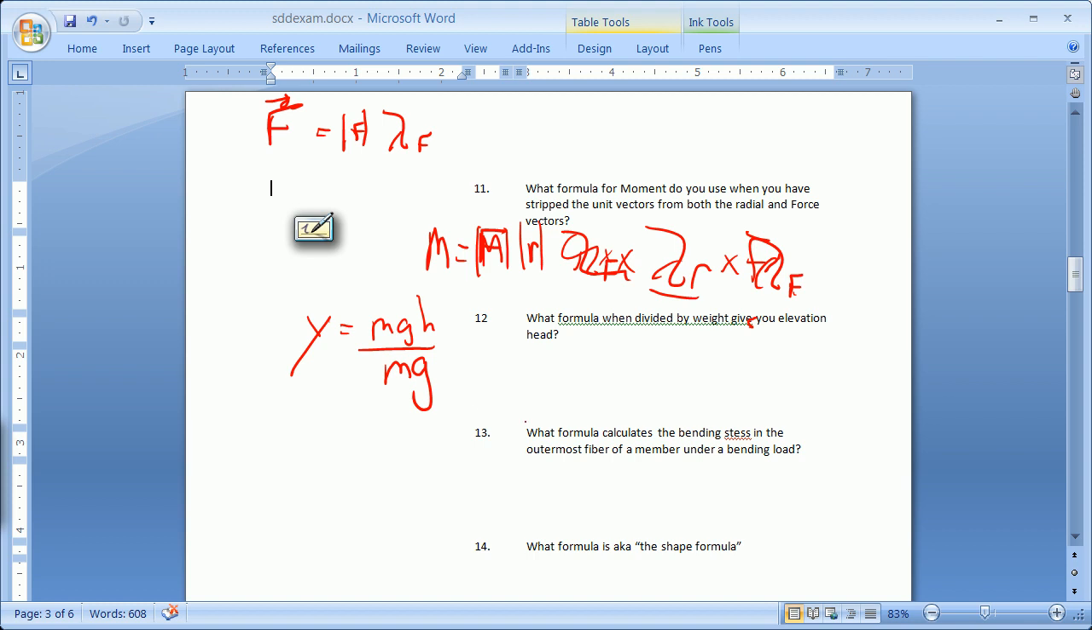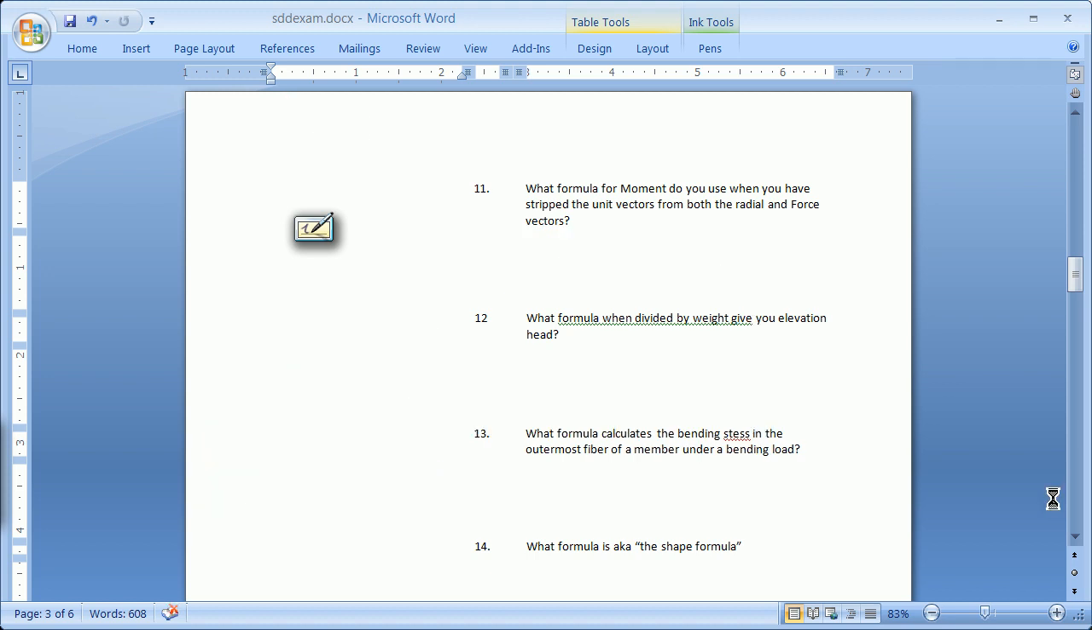Number 11, the bending stress in the outermost fiber under a bending load is either Mc over I or M over S. This gives you the stress at any point. In other words, if I'm in a structure and I've got a bending moment with a neutral axis, compression and tension, and I want to know what the stress is right here, I use the c from here to here. But usually you're interested in the outermost. That's the same as M over S.